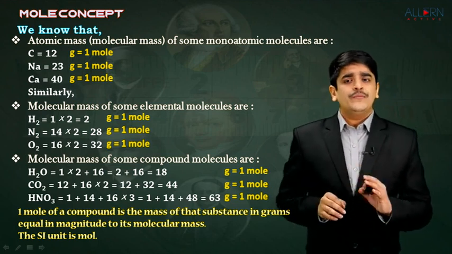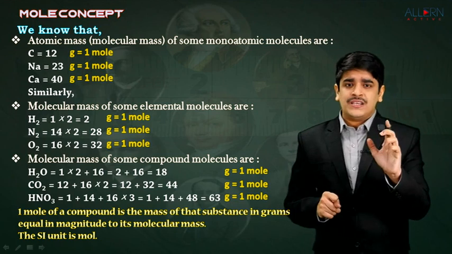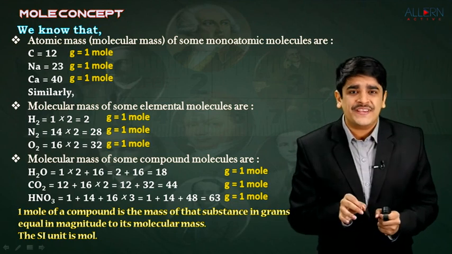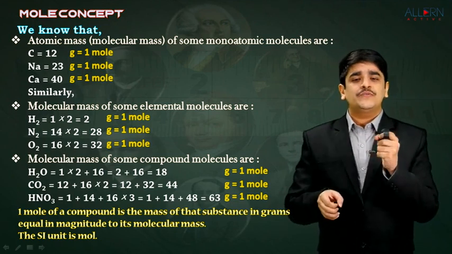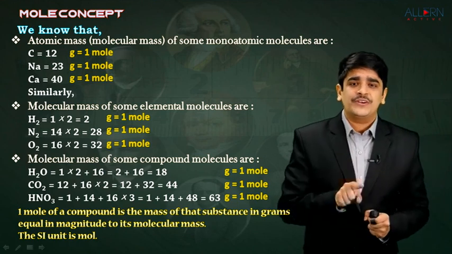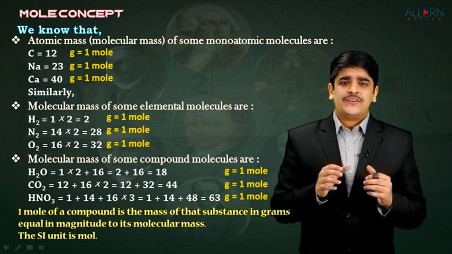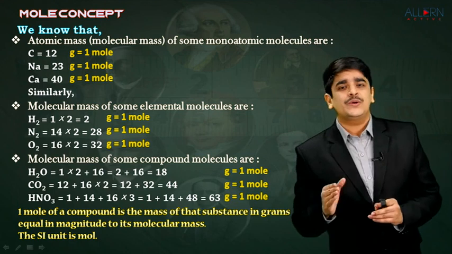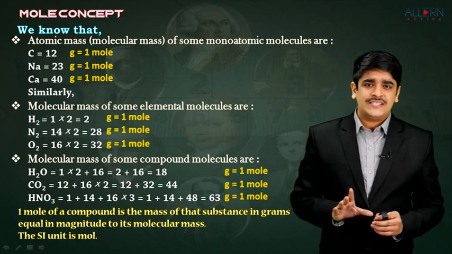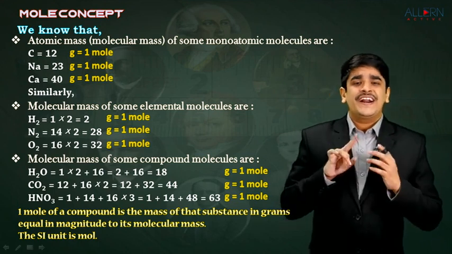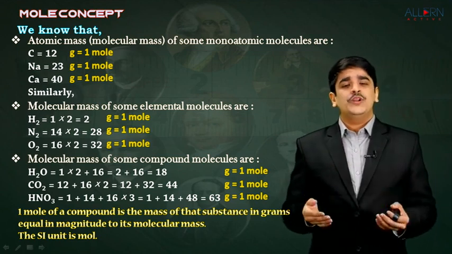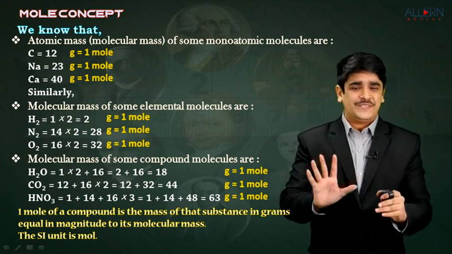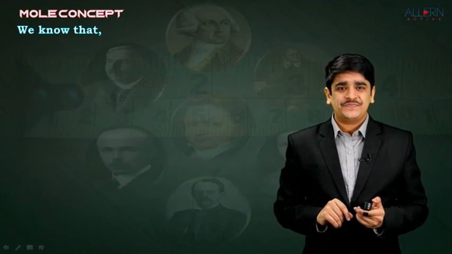So 1 mole of any compound is the mass of that particular substance, but in grams. Just calculate the molecular mass for that particular compound, put the unit as grams. So say suppose you want it for nitric acid. First, what do you do? Calculate the molecular mass. You get the answer as 63. 63 grams of nitric acid will be 1 mole of nitric acid. As simple as that. Okay.